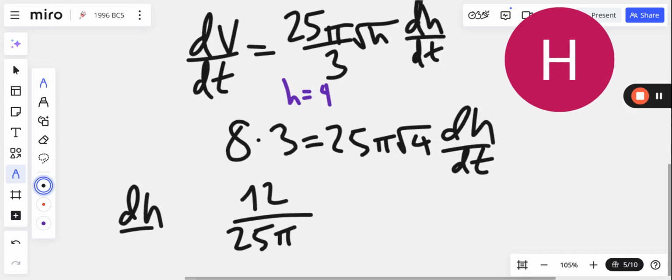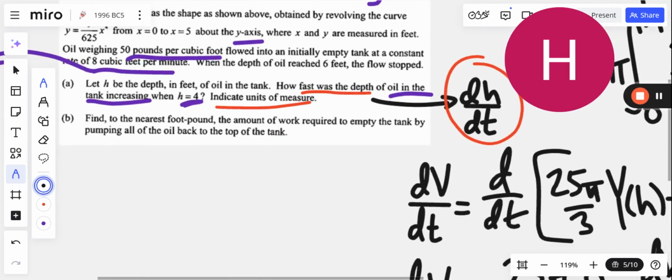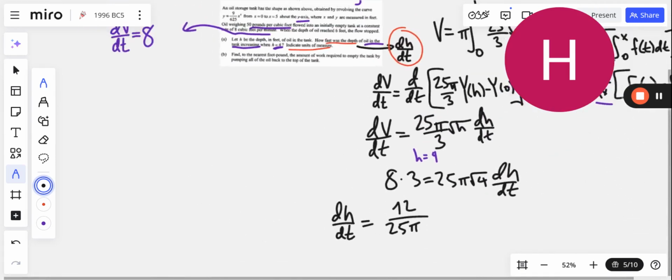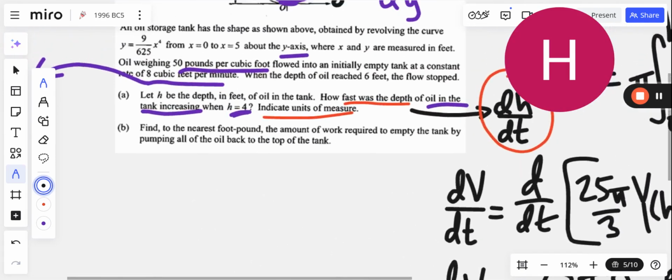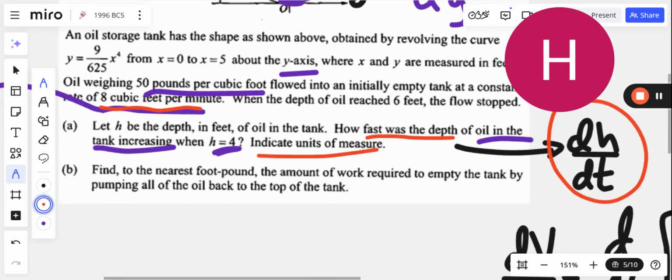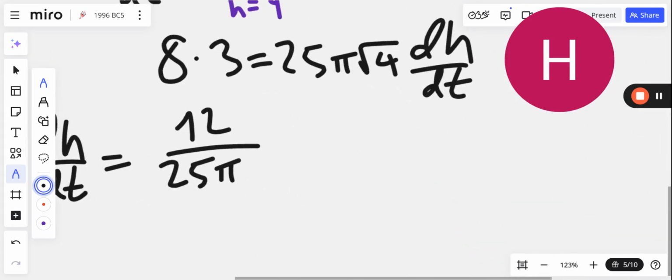And let's put that in the right units. I don't know if they said to indicate units, but you should always check. Indicate units of measure. I forgot to underline that in red. So this is feet, right? Per, what are we talking? Per minute? Yeah, because the flow of the oil is 8 cubic feet per minute. So this is going to be feet per minute.